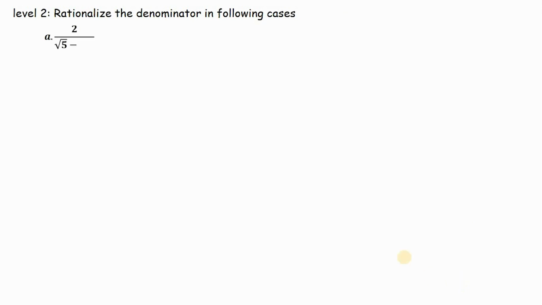Now next one is the level 2 type question. Rationalize the denominator in the following cases. Here we have some questions. A equals 2 by root 5 minus root 3, and B equals 60 by 3 root 10 plus root 5, and C is 7 by 2 root 12 minus root 10, and D is 3 by square root of 11 plus square root of 2. Now this is the level 2 type question. I'll do the first and second one, and you'll do the C and D.